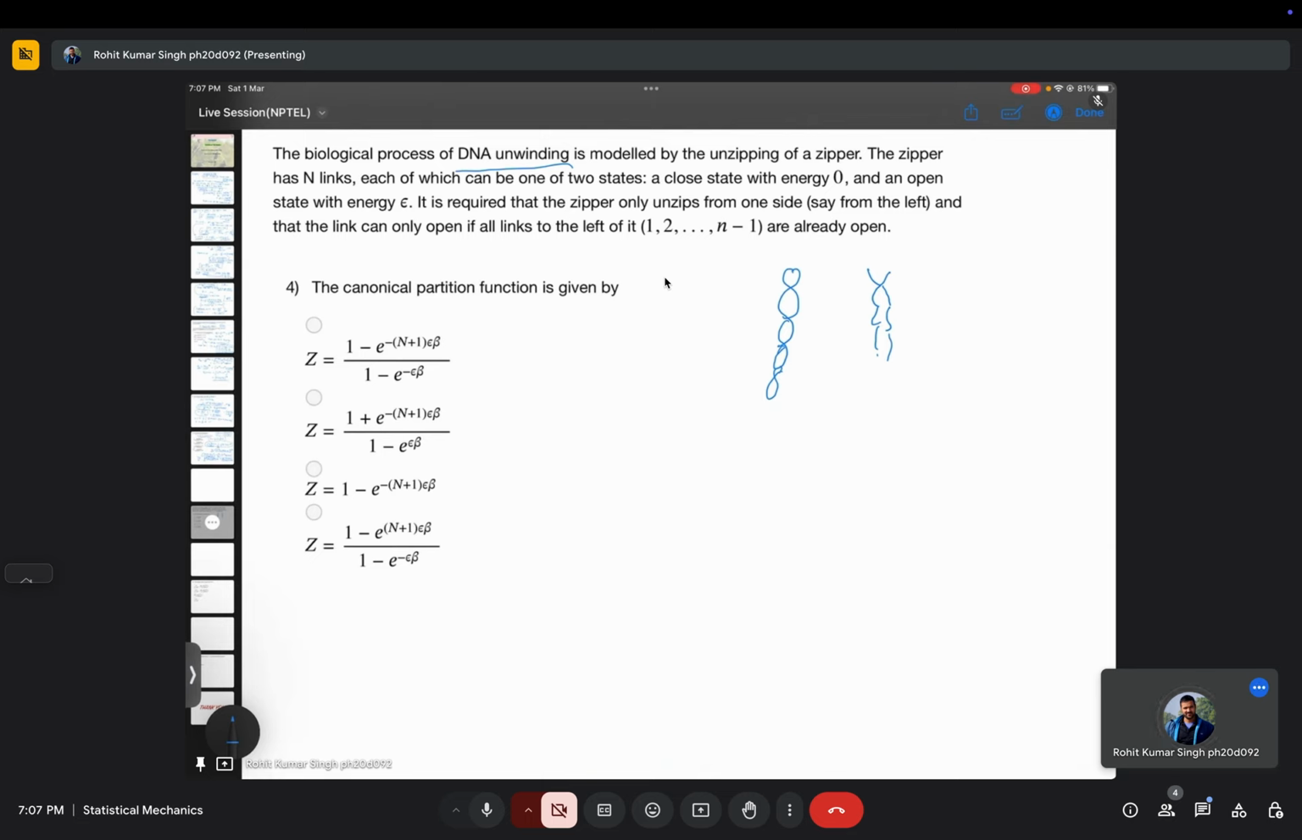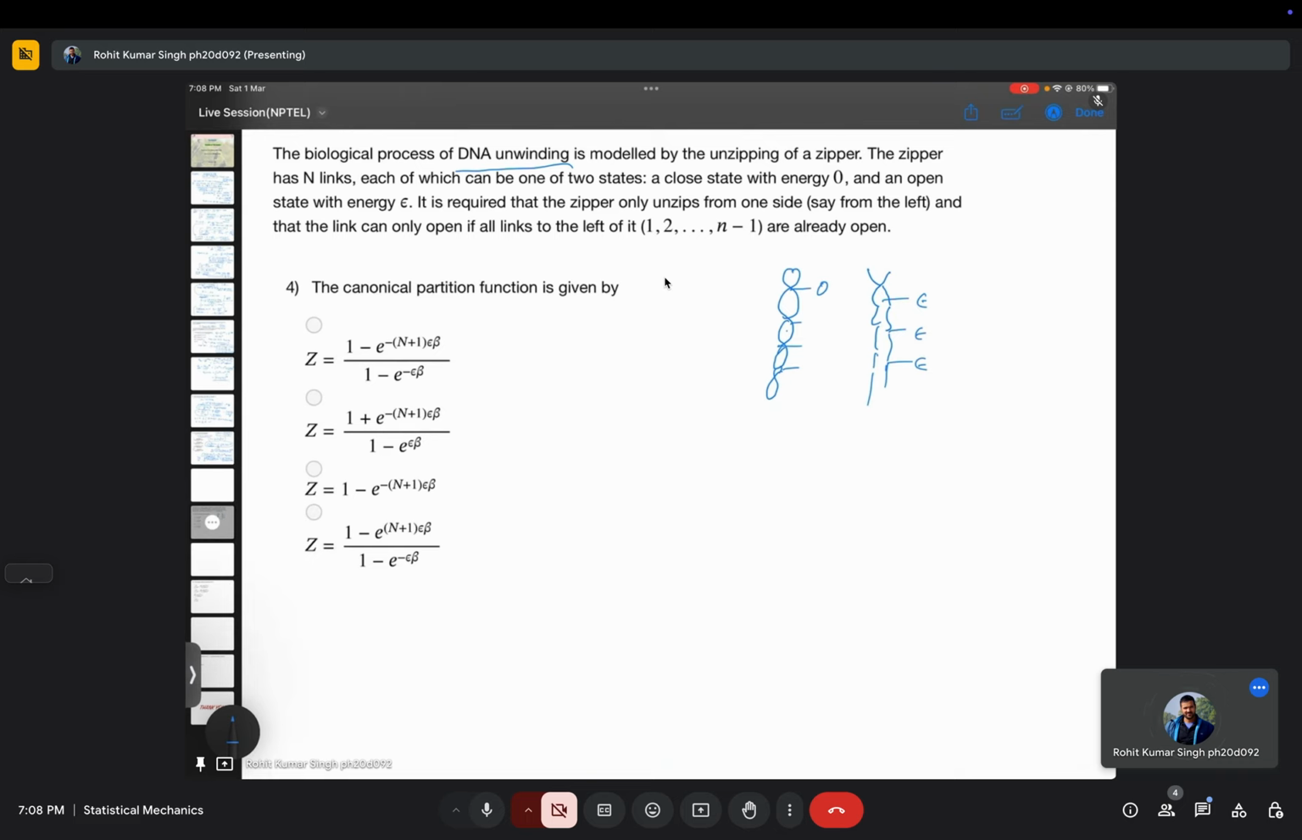I'm not able to draw. So it will be like unzipping of a zipper. When you put on a jacket, you zip your jacket, right? And when you unzip it, the links get broken between the two sides of your zip. So suppose there are n links. There will be two states of these links: closed state and open state. Here I have shown the open state. So closed state with energy 0, open state with energy E.